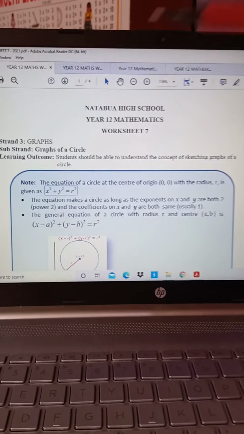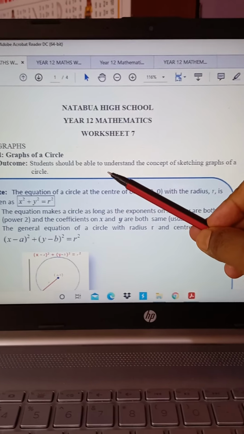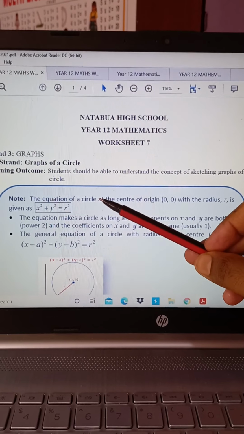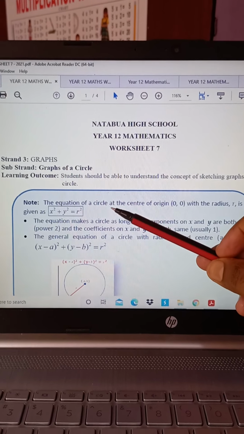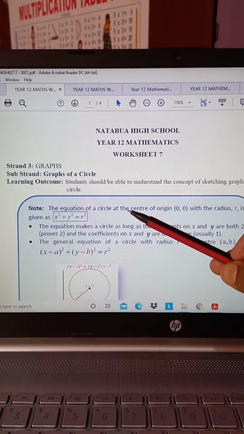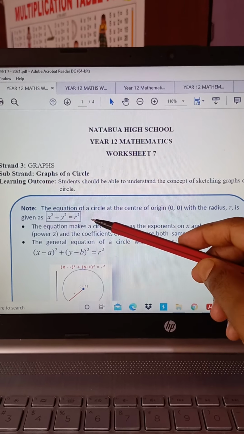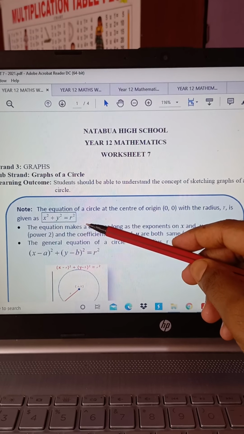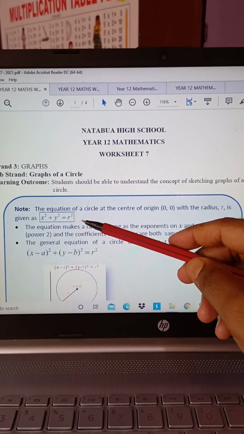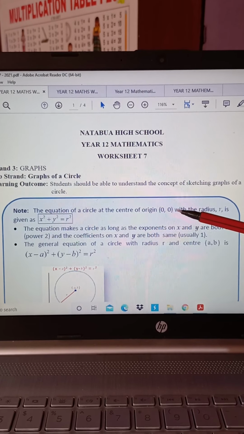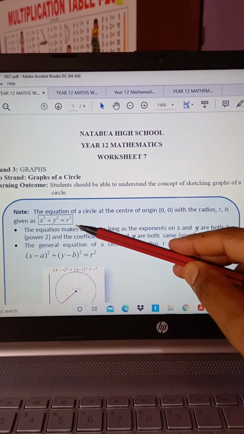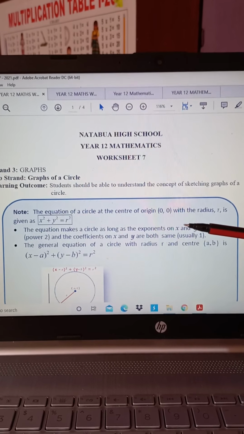Okay, the important thing here is that students should be able to understand the concept of sketching graphs of a circle. So by the end of this lesson, you should be in a position of knowing how to sketch a graph. Now this one here is a general equation of a circle. This general equation is for a circle which starts at the origin 0, 0. And this r value here is the radius of the circle.